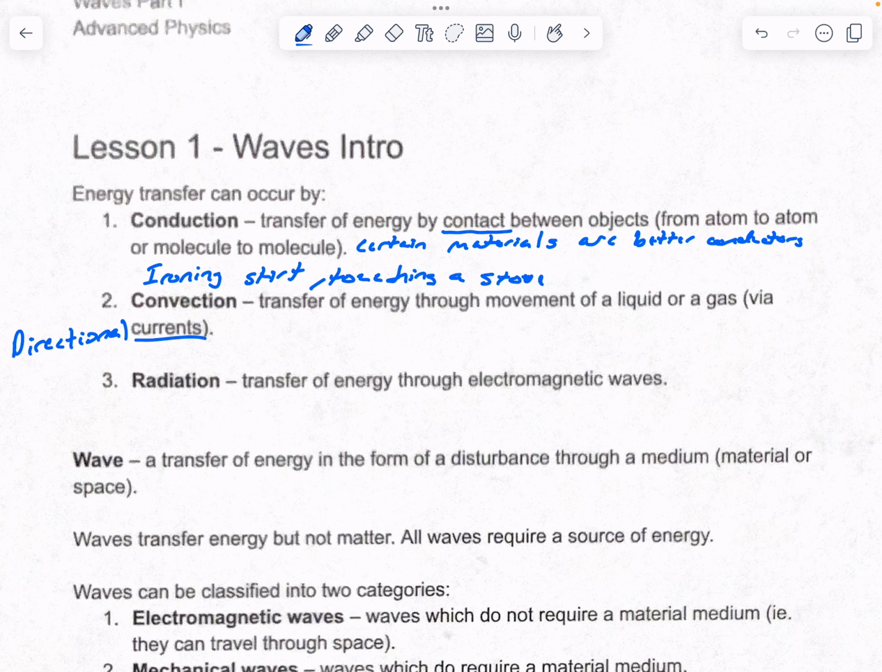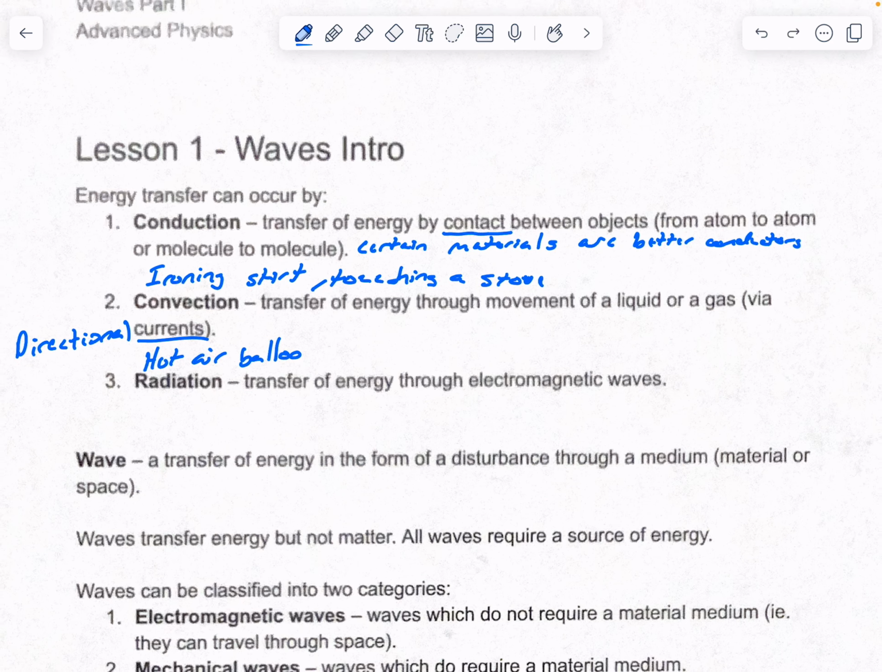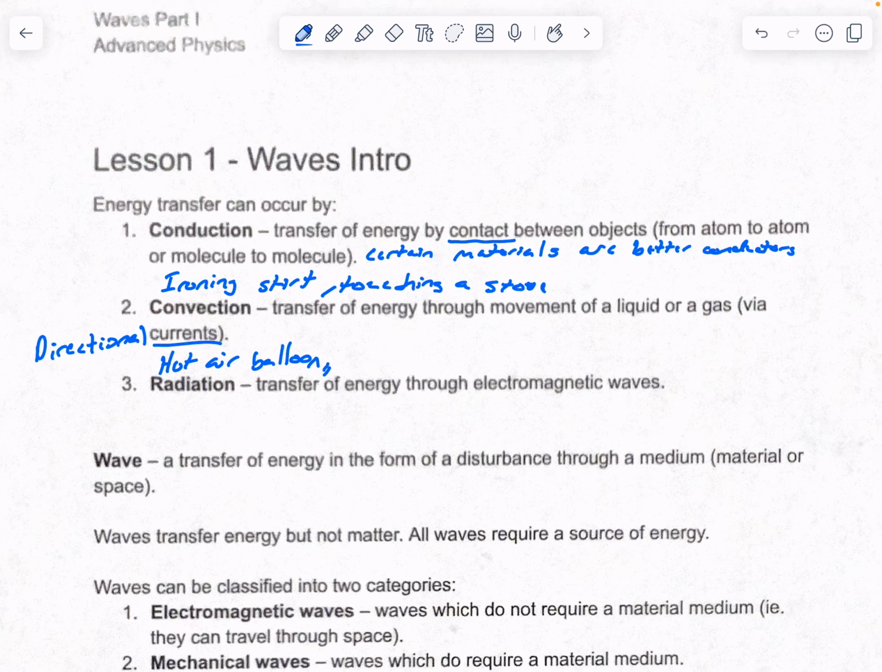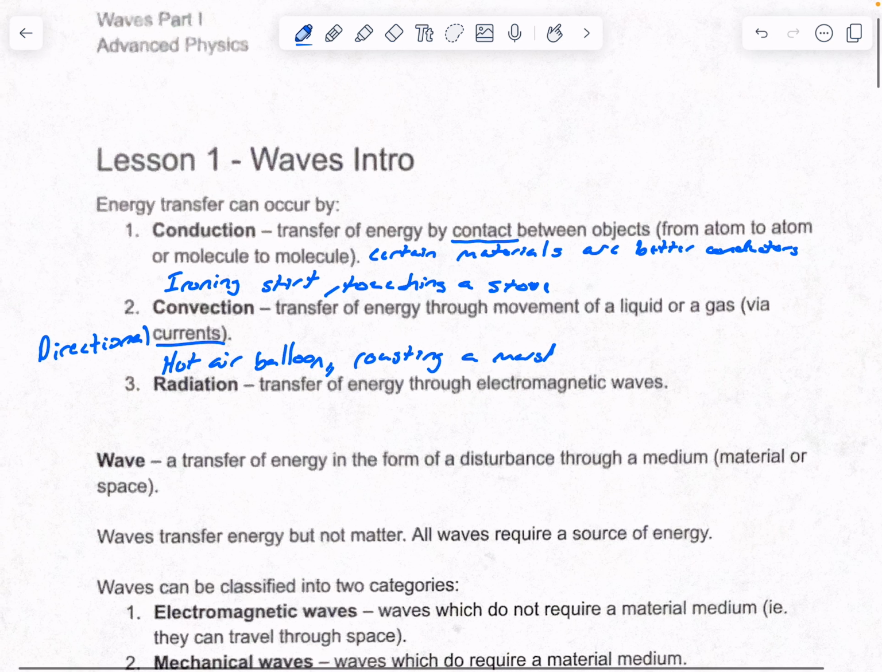Usually heat rises. So a lot of our examples are things like a hot air balloon, where you heat up the air and it goes up into the balloon and fills the balloon with hot air. Or roasting a marshmallow. At a fire, the fire is heating up the air particles and the air particles are rising above the fire. That's why it's hot whenever you put your hand above a fire. It's very directional, going whichever way the current is going. In this case, the air is going up.